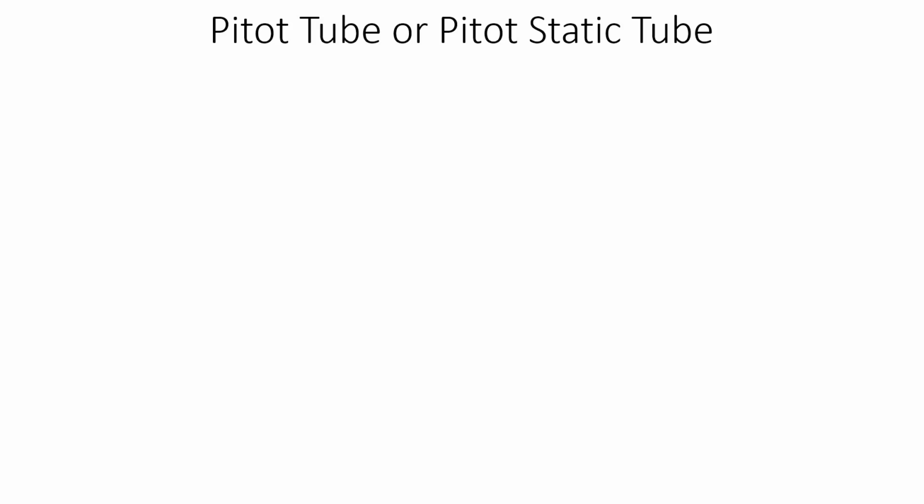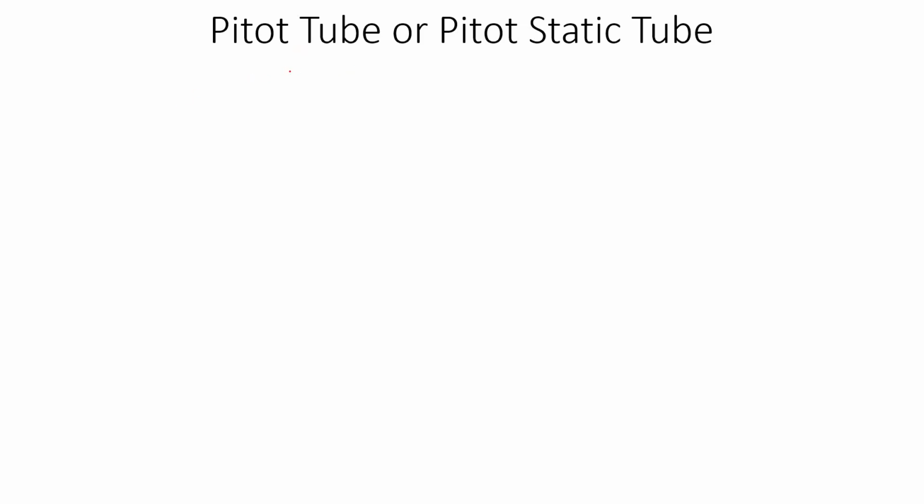Another flow measuring device is the Pitot tube or pitostatic tube. It is known as both of these names. This is a very intelligent piece of device and very simple. I would say probably the simplest of all we have used before to measure flow.